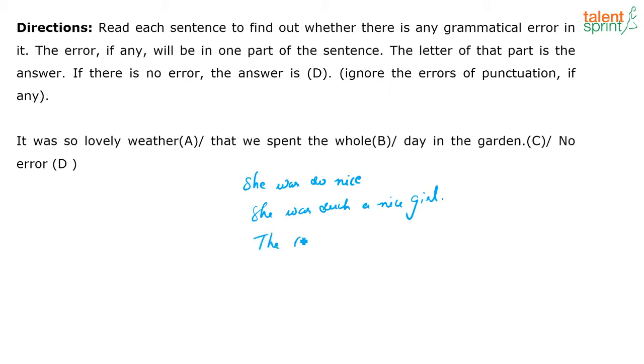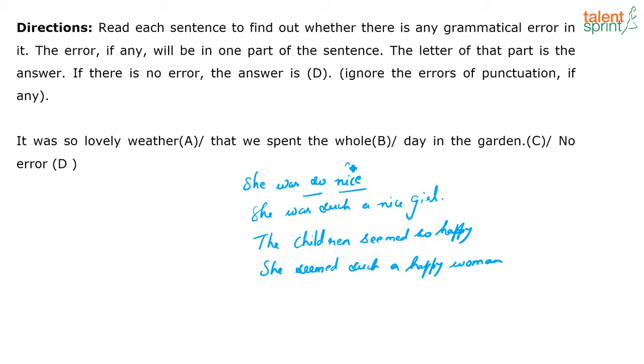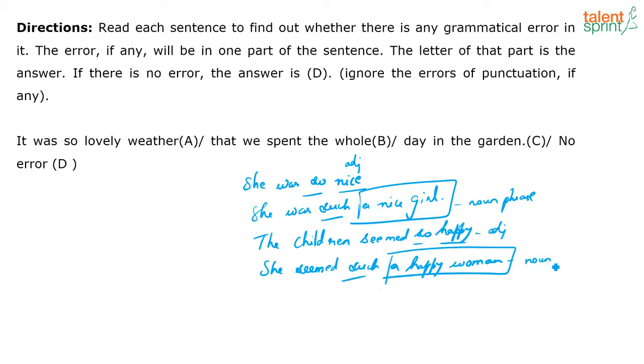The children seemed so happy. She seemed such a happy woman. I hope you are following the difference. So nice, adjective. Such a nice girl, noun phrase. So happy, adjective. Such a happy woman, noun phrase. Okay? And that's why our error is in part A.